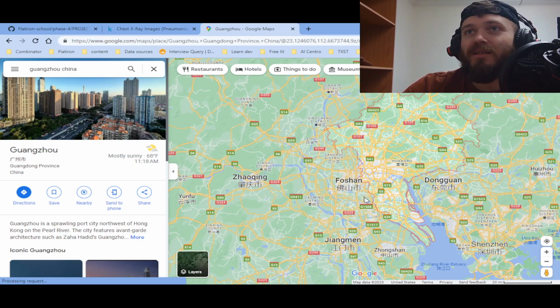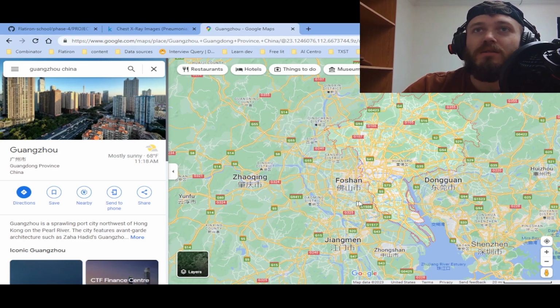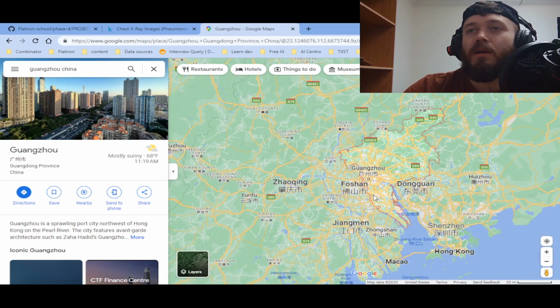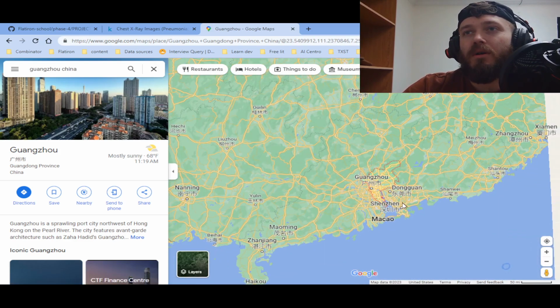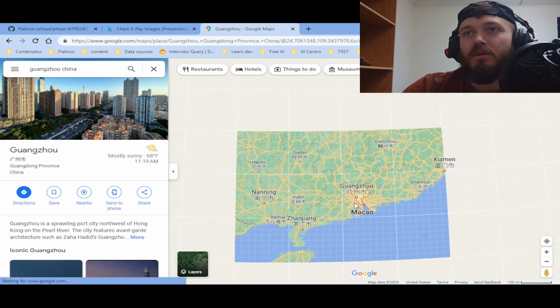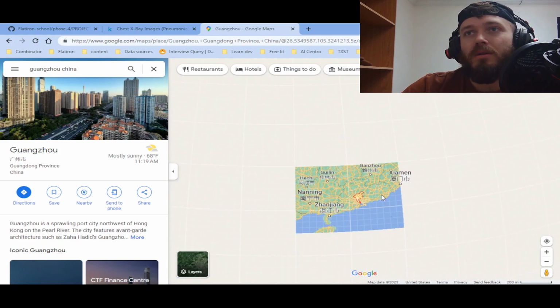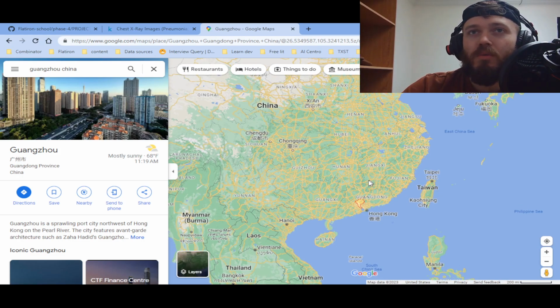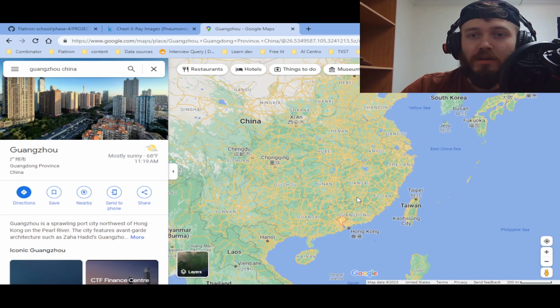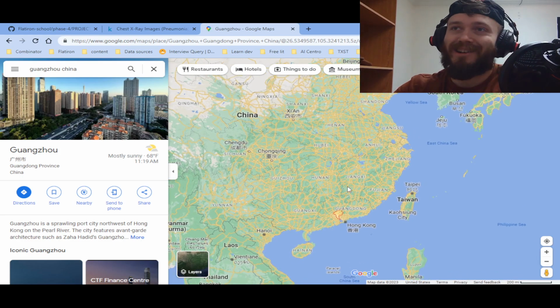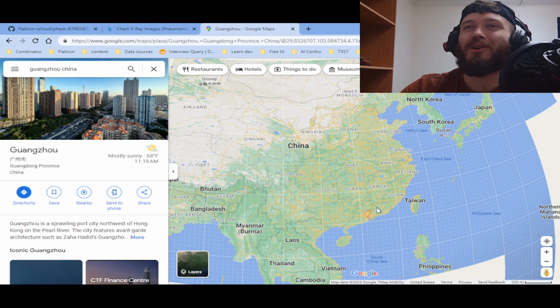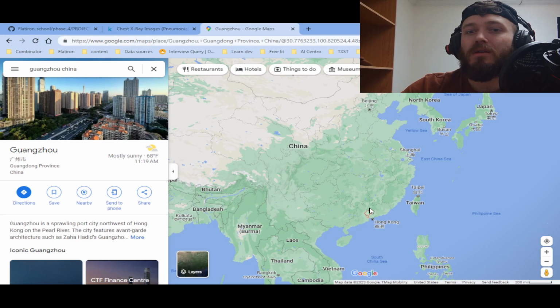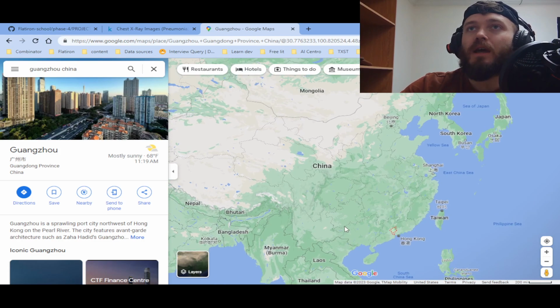Dongguan, yeah. Foshan, Zhaoqing. Okay, so it's right next to Hong Kong. I bet there are definitely Chinese kids that get on Google Maps and look up Texas. I'm from Texas, and they're like, Texas, yeah. Okay, so that's Southeast Asian. This little red line here, that's Guangzhou. So this is still China.